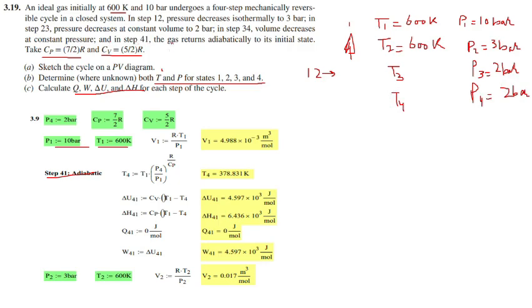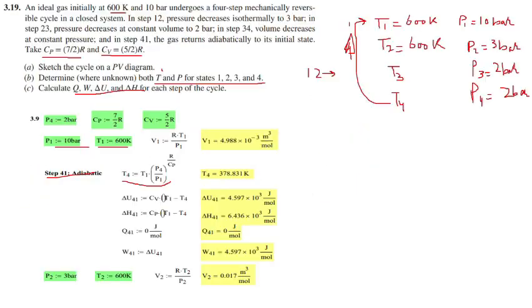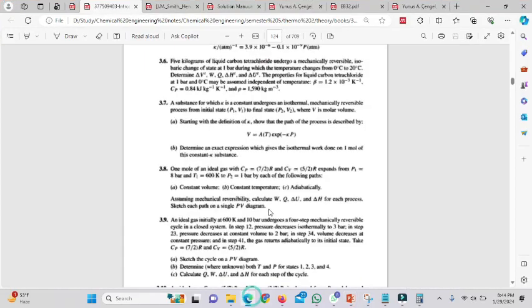And in step 4 to 1 the gas returns adiabatically to its initial state. So if you go back from here, this is an adiabatic process. So first of all we will solve the adiabatic state. For this the formula is: T4 is equal to T1. Actually I am using this formula from the book. Let me show you.